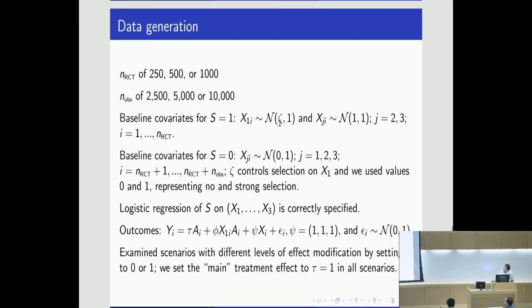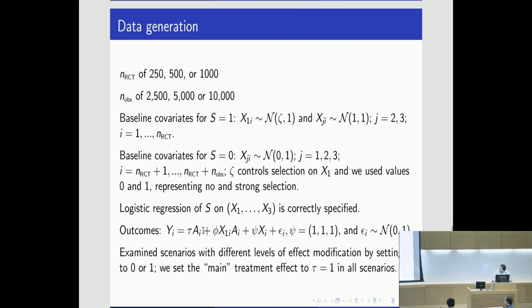So whenever this zeta value is big, I have a much stronger selection into the trial. And to make it a little adversarial for the methods, I actually will show you results for zeta equals 1, which is a pretty strong selection, okay? And then the outcome model I give here, most of the coefficients don't matter, so here I show you just one version. The important one is the one about the interaction of treatment and X1.